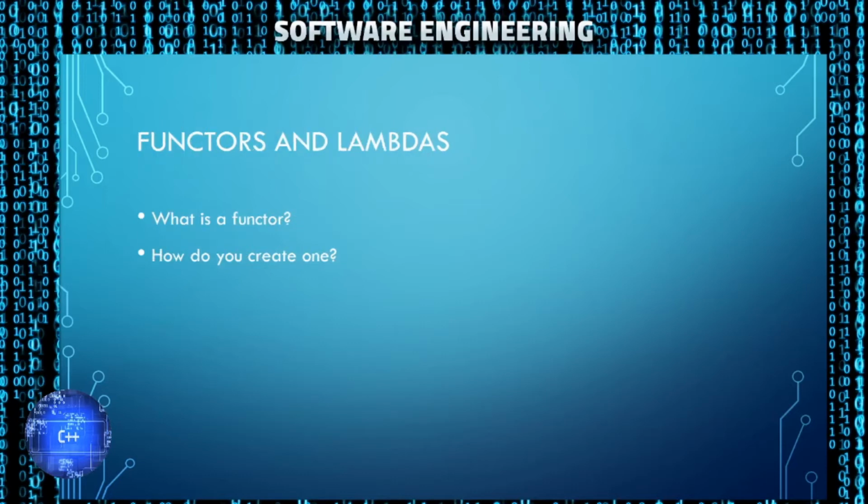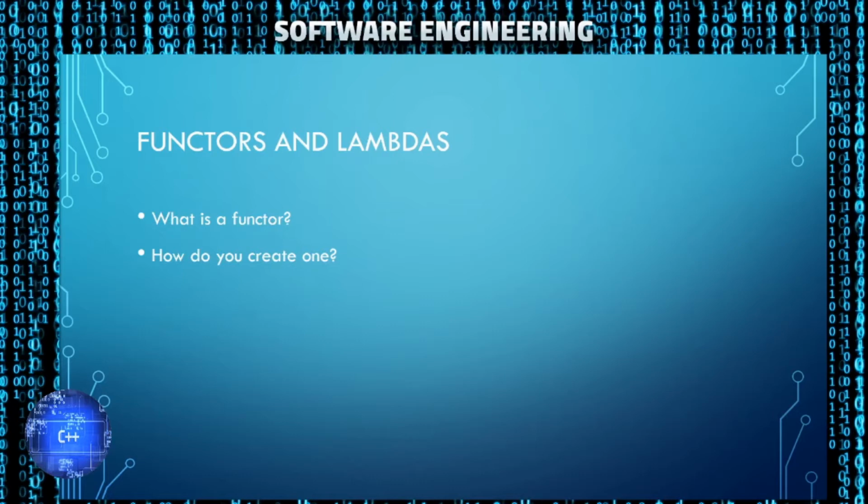So functors and lambdas I'm going to introduce here, even though it's a little more advanced. A functor is a class or a struct, and we'll introduce those in the next lecture, that has the operator parentheses overloaded, so the instance of that class or struct can behave like a function. This will allow you to do a bunch of different things that we'll see later on, but I want you to know about them now.